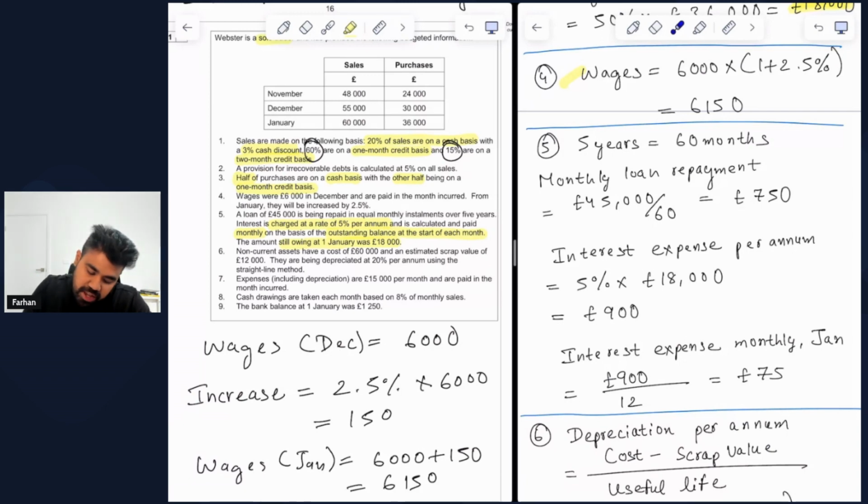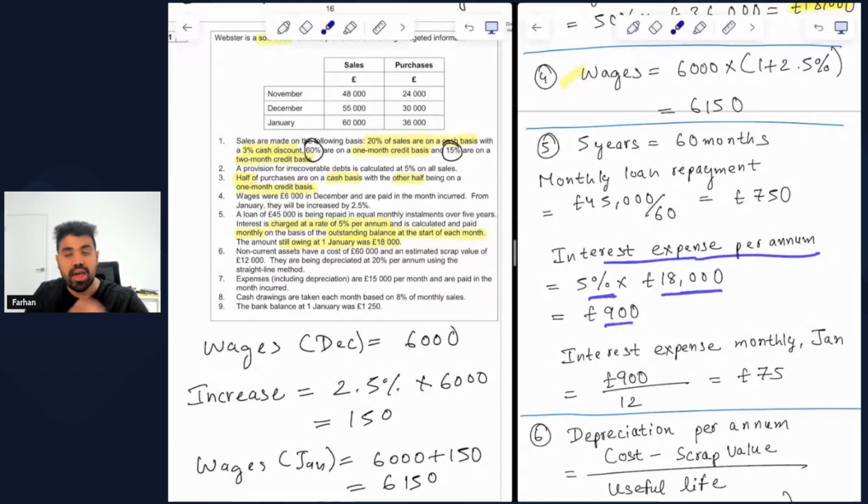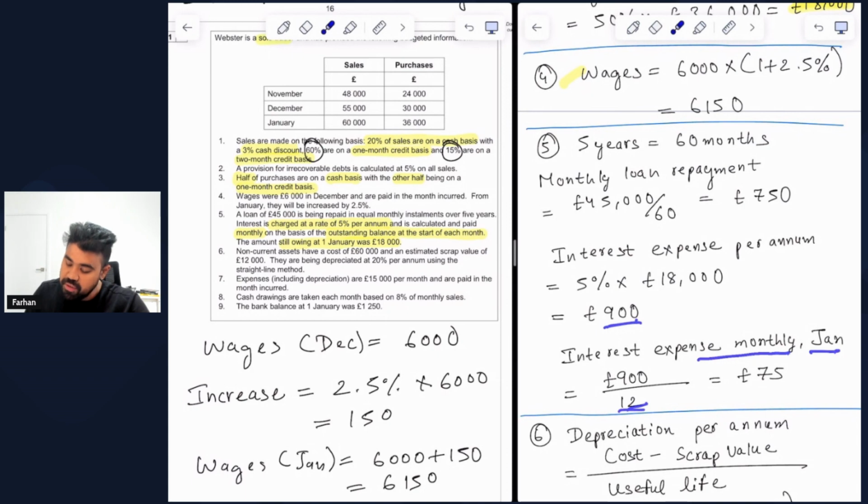Because the 5% is an annualized quote, what we're going to do is calculate the interest expense per annum first. We do that by multiplying 5% with £18,000 and we get £900 as the interest that we'll be paying for the whole year. However, our concern for the question is simply for the month of January, and we also understand that interest is always paid based on the calculations we do on a monthly basis. So that is why we will have to divide the £900, which is an annual figure, by 12 months to calculate the interest expense for the month of Jan only, and that gives us £75.